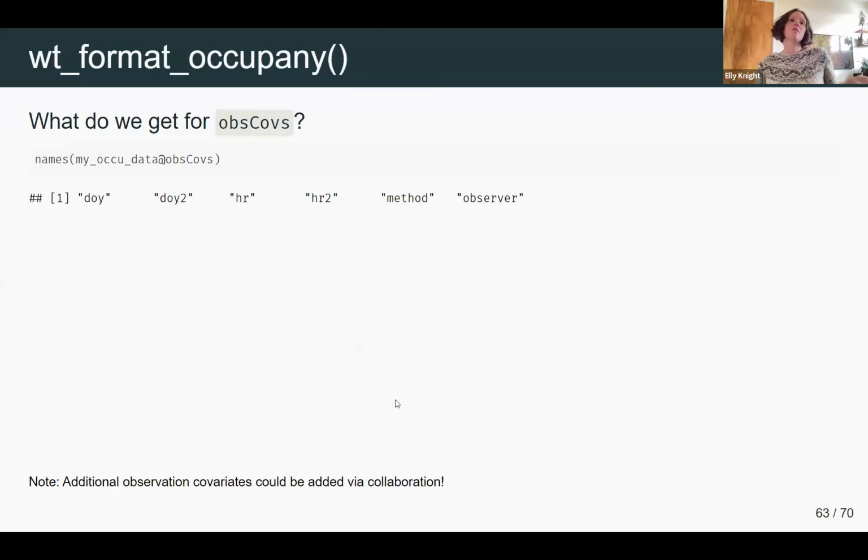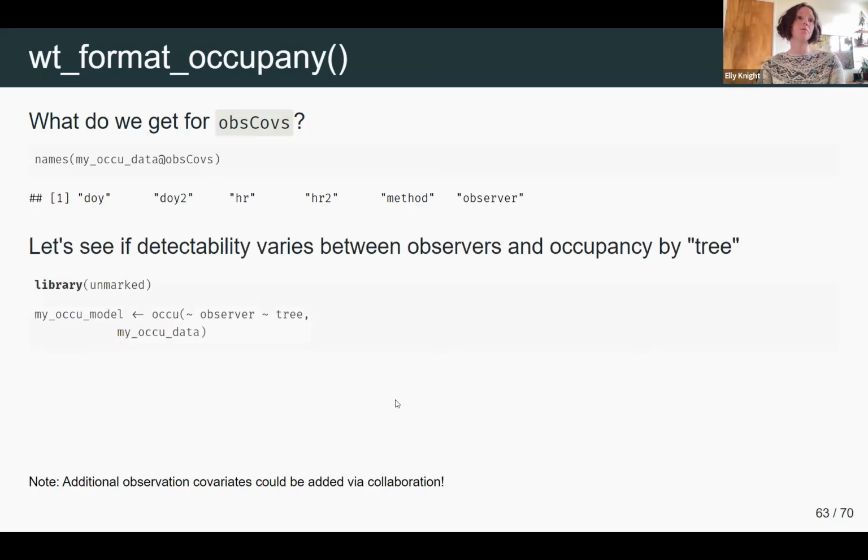So let's look, what does this give us for observation covariates? What's built into the function already? We've got day of year as well as the square of it, hour of day, and the square of it. We've got methods, so whether your task was tagged with 1 species per tag or 1 species per minute, and then we've got observer. Again, a great area for collaboration if there are other observation covariates that you'd like to see as part of the format occupancy function.